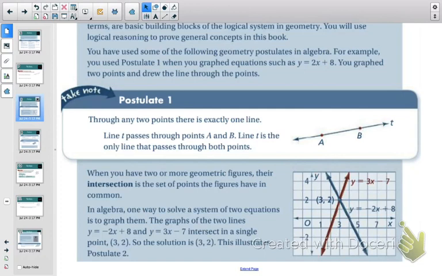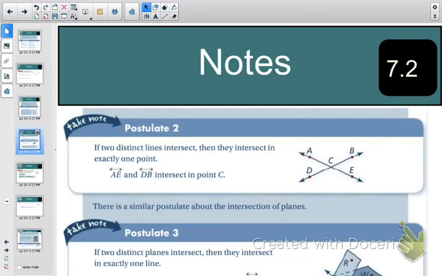Okay, when you have 2 or more figures in geometry, their intersection is the set of points that they have in common. So for example, when these 2 lines intersect, they have one point in common, and that's that point 3, 2 here. We graphed these when we were doing algebra a couple chapters ago, and found the intersection, and that was our solution. Okay, that's the point where the two equations have in common. So that's your solution. It also works with planes. But it's actually the set of all points that they have in common.